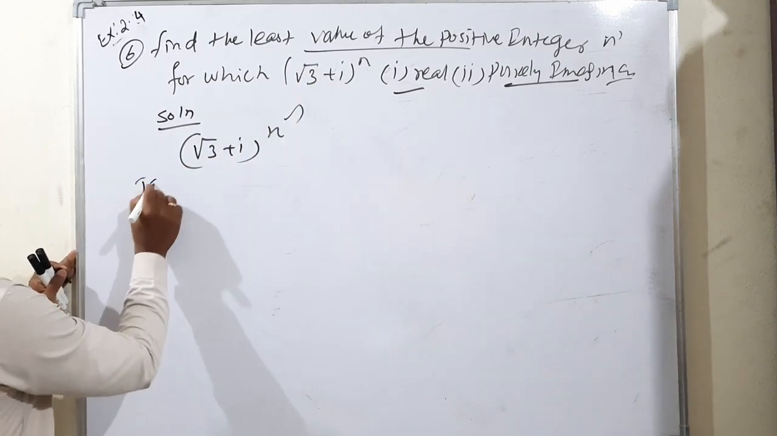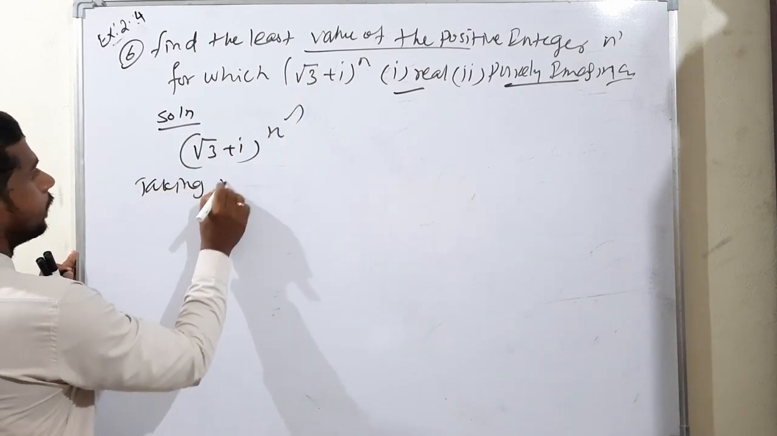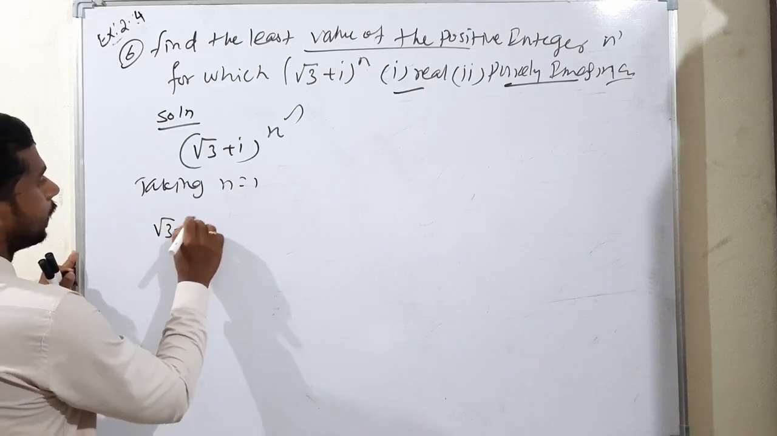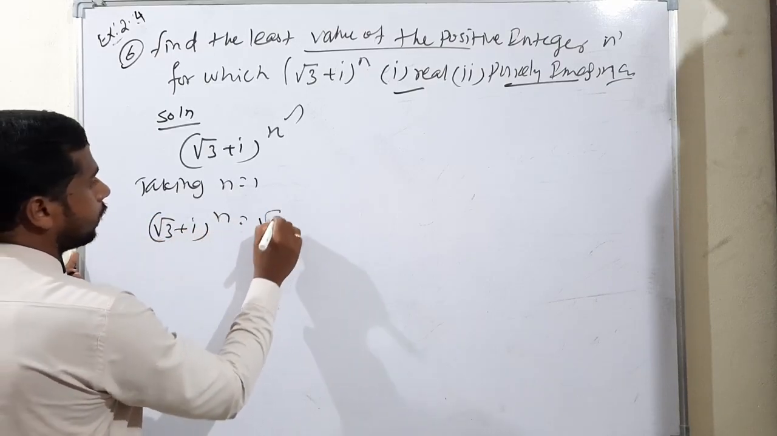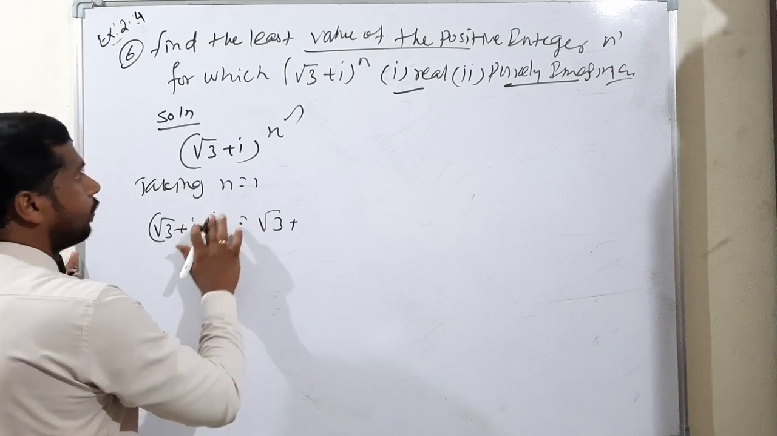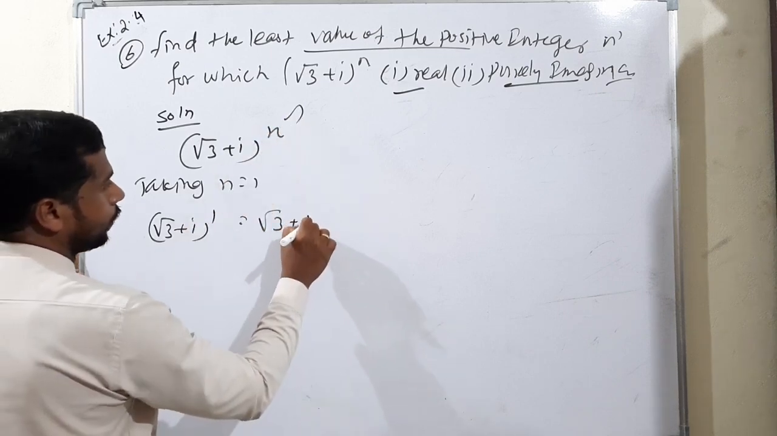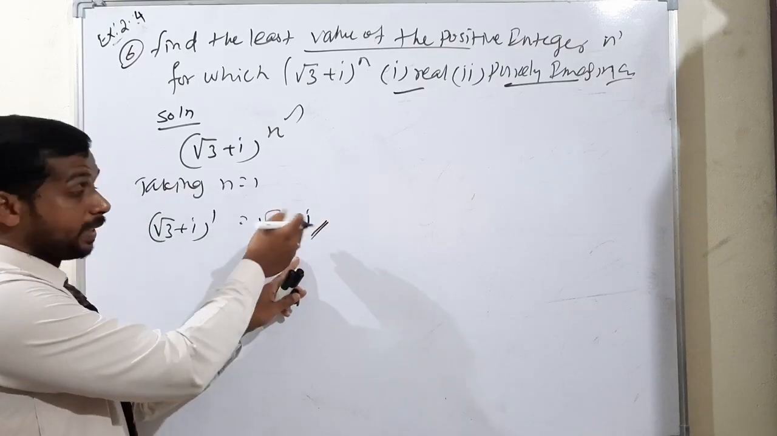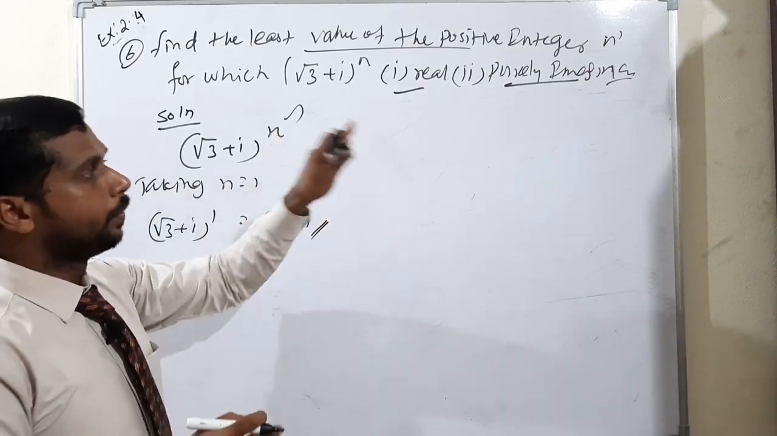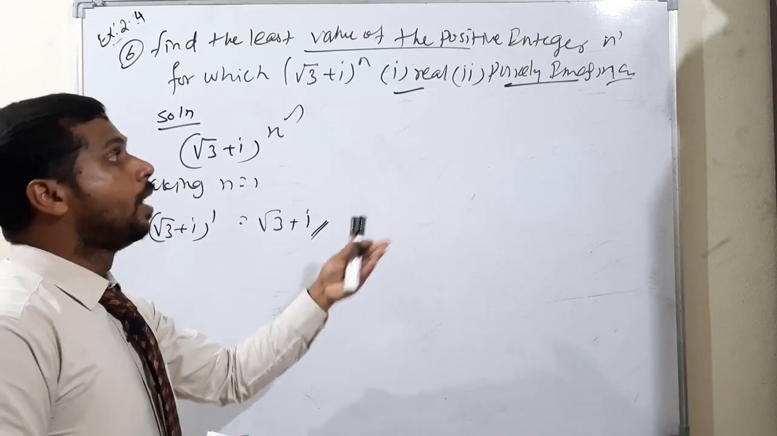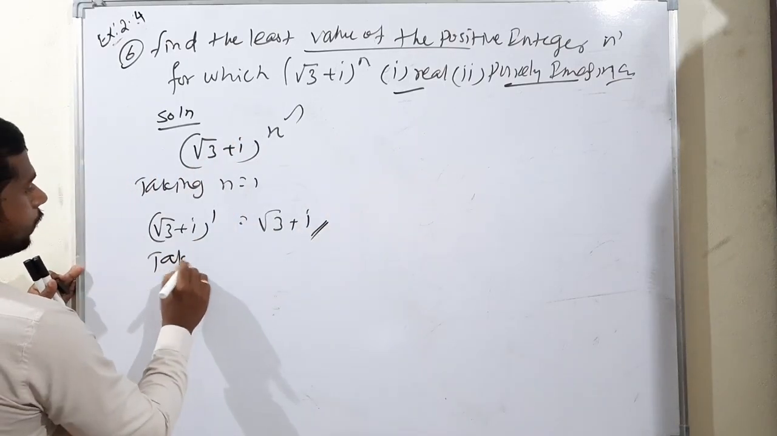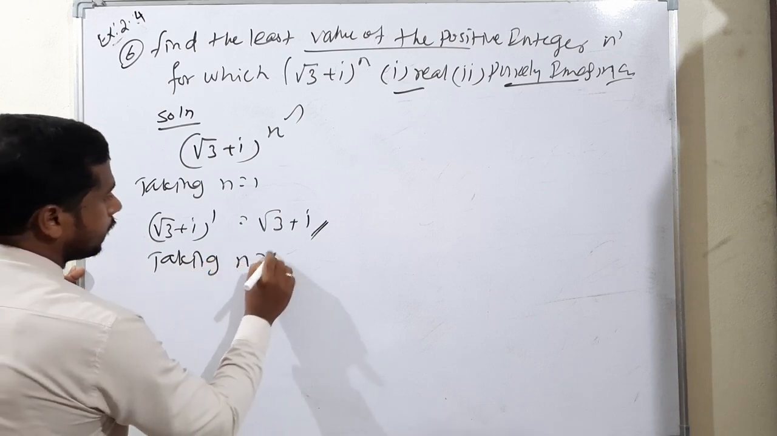Taking n equal to 1, what will happen? Instead of n we can apply 1, isn't it? Only √3 + i will come. Real is there, imaginary is also there. We need only purely real or purely imaginary. So this is not possible. Taking n equal to 2.